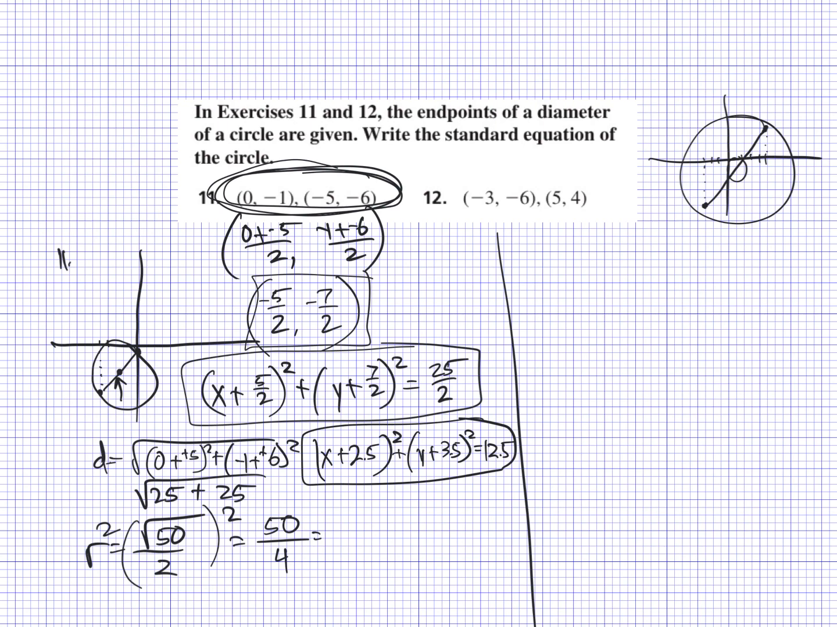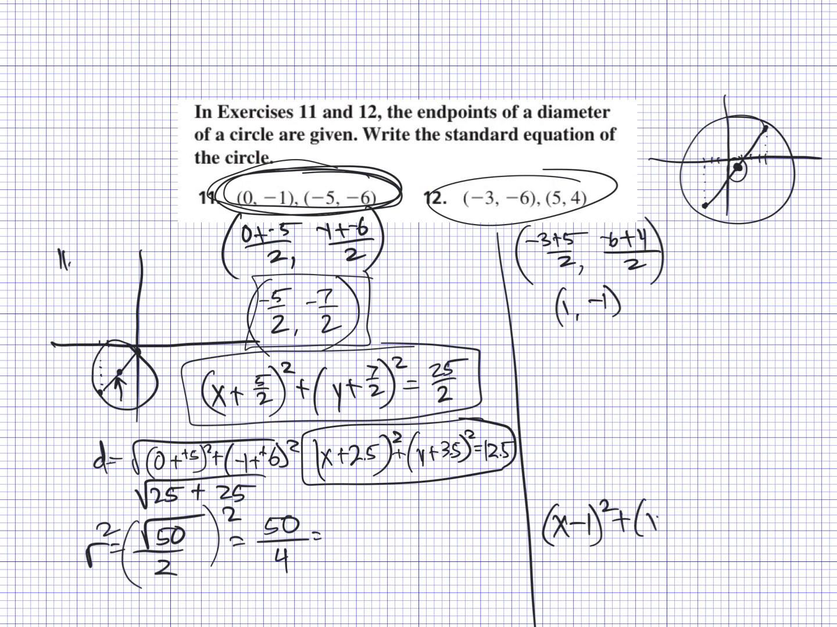We find the center by finding the midpoint. (-3 + 5)/2 and (-6 + 4)/2. -3 plus 5 is 2, and 2 over 2 is 1. -6 plus 4 is -2, and -2 over 2 is -1. So (1, -1) is the center of the circle. So we have (x - 1)² + (y + 1)² = the radius squared, which we've got to find.